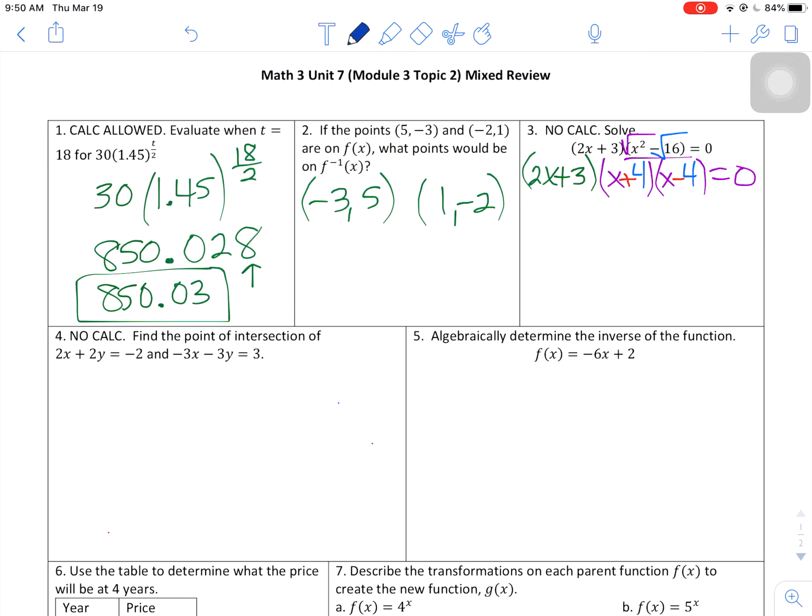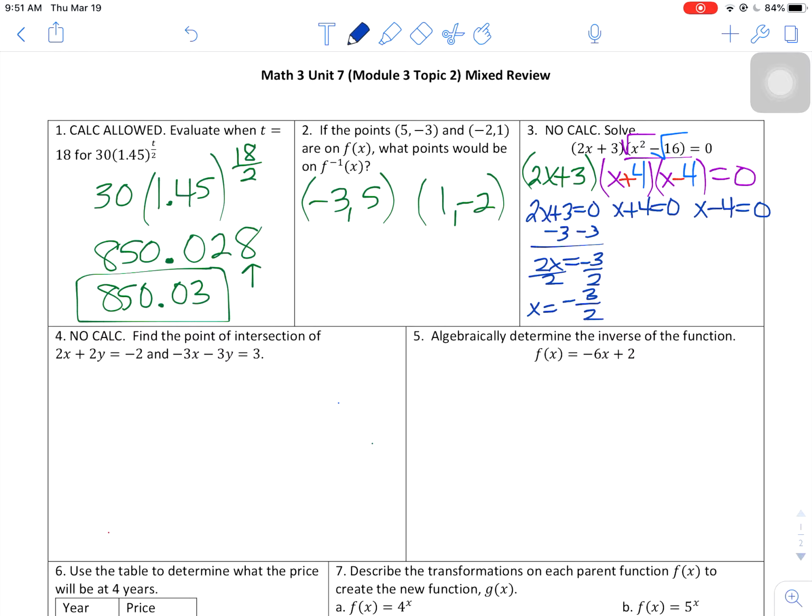At this point, we set each factor equal to 0 and solve for x. Because the only way I can multiply factors together and get an answer of 0 is if at least one of those factors is 0. And we don't know which one's going to be 0, but we know at least one of them is going to be 0. So we have to set all of the factors equal to 0 and solve for x.